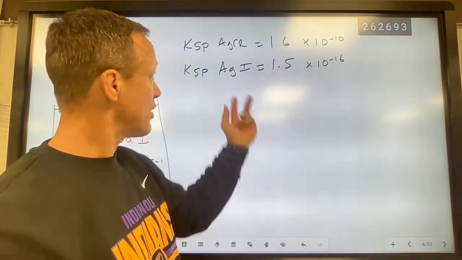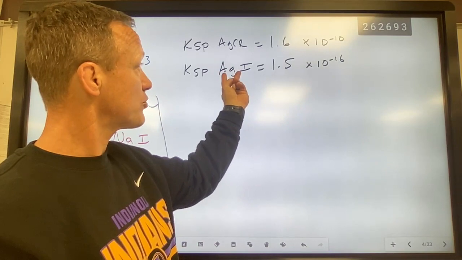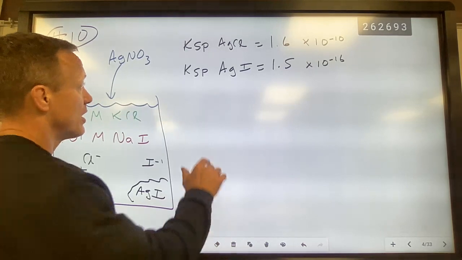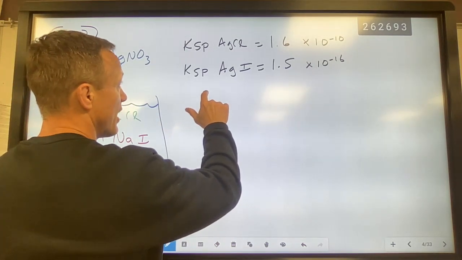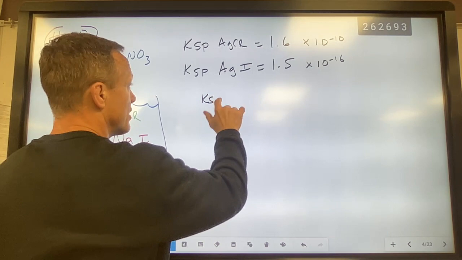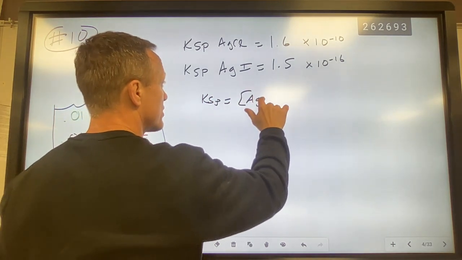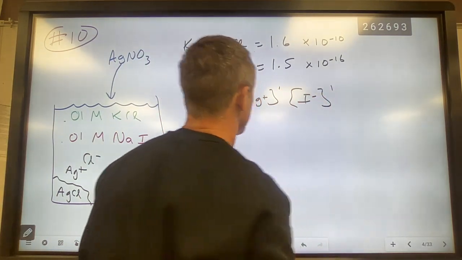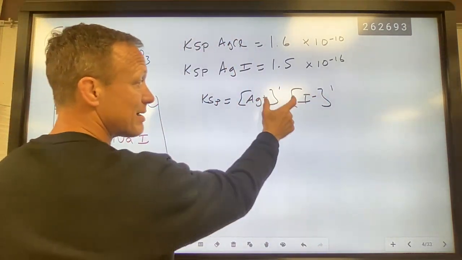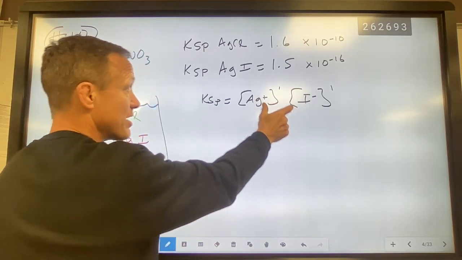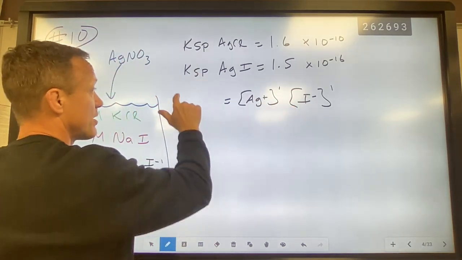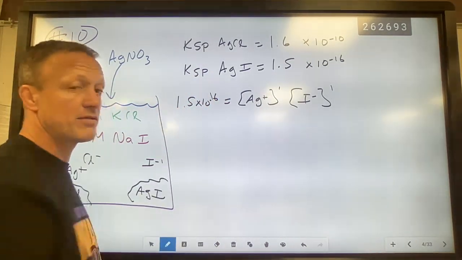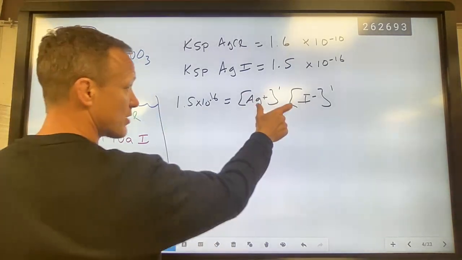Remember, these 2 concentrations multiplied together cannot go beyond that. So I know the AgI will precipitate out first. If I write my little KSP expression for AgI, I would write my KSP equals the concentration of silver ions to the first power times the concentration of I negative ions to the first power. So I know that these 2 molarities multiplied together cannot go above the KSP. Let's plug in the KSP, 1.5 times 10 to the negative 16th power. These 2 concentrations can't go above this.